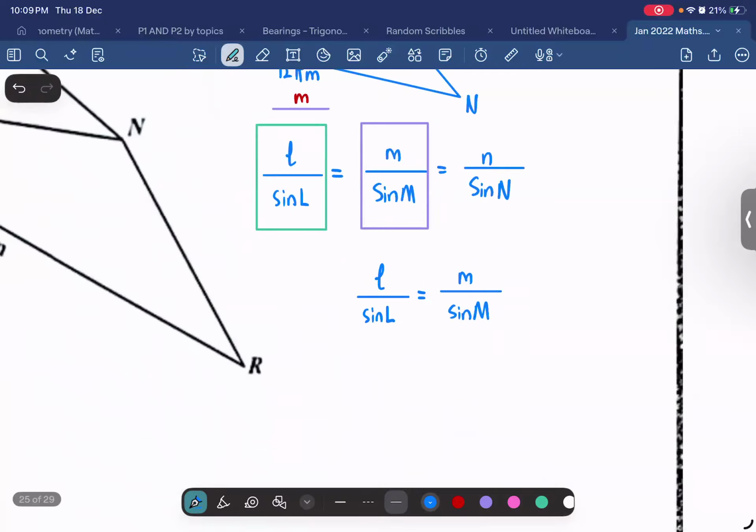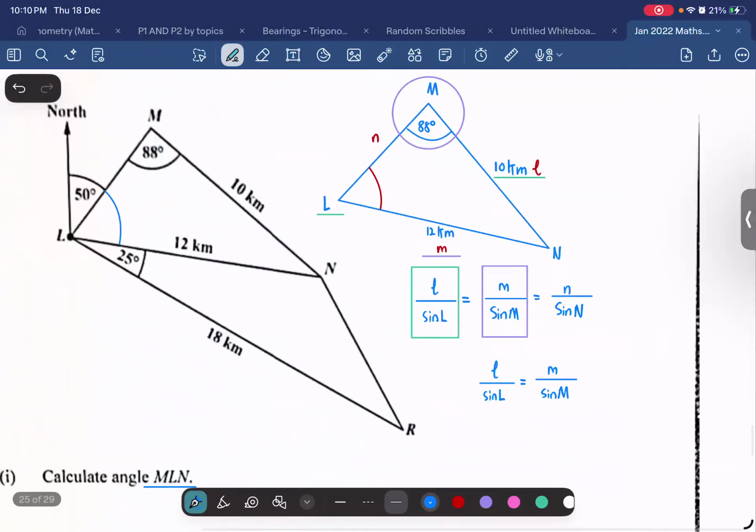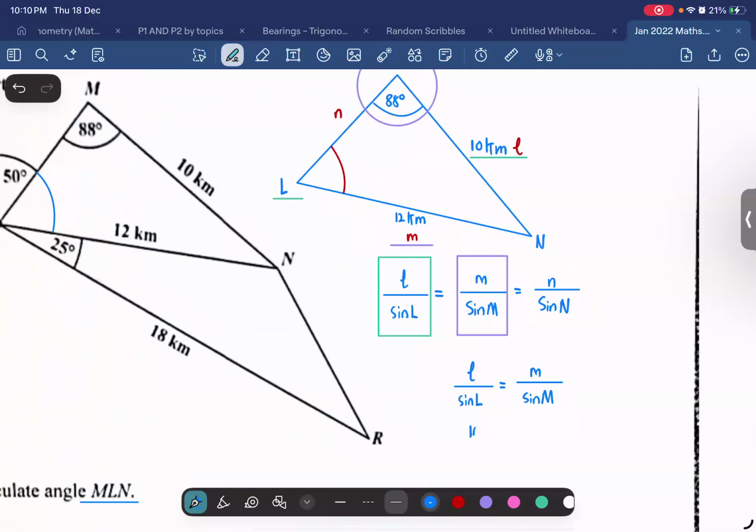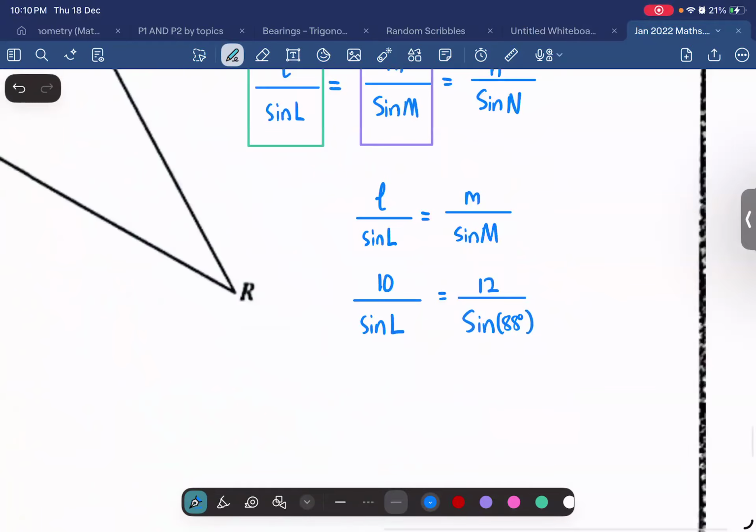Nice. So tell me, what is length L? 10 kilometers. So I'll put 10 over here. What is angle L? Do we know what angle L is? No, leave that blank. What is length M? 12 kilometers. What is angle M? 88. Great. And we can finish this question from here.